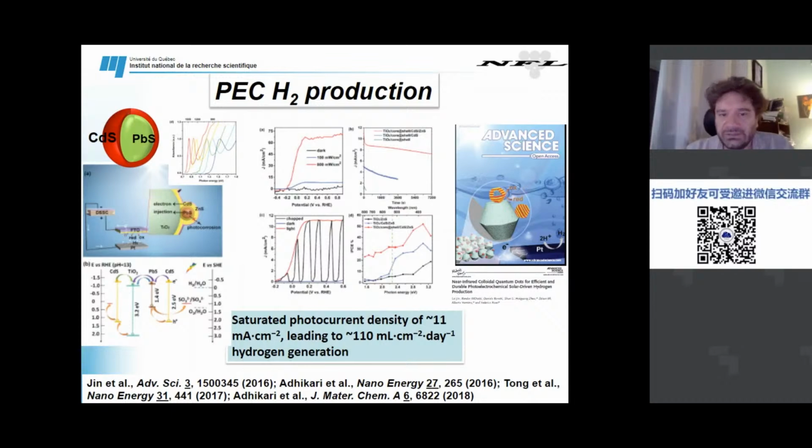So here, back in the day when we first used this concept, we obtained very high values, about 11 milliamps per square centimeter, and overall 110 milliliters per square centimeter per day of hydrogen generation. Now you will notice that the materials we use initially are made of toxic elements like lead and cadmium. So we went through successive cycles of greener materials and greener processes.